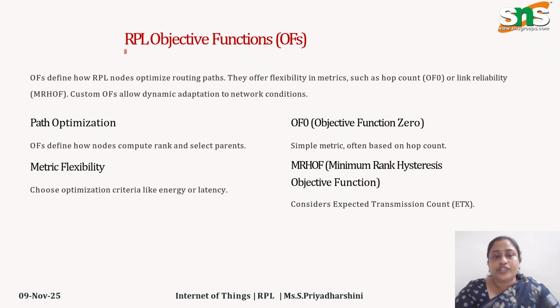Now, the objective functions of RPL. RPL's routing behavior is guided by the objective functions, or in short OFs. They define how nodes choose parents and compute ranks based on metrics like hop count or link quality. For instance, OF0 focuses on simplicity using hop count, while MRHOF optimizes paths using expected transmission count, balancing reliability and energy efficiency.